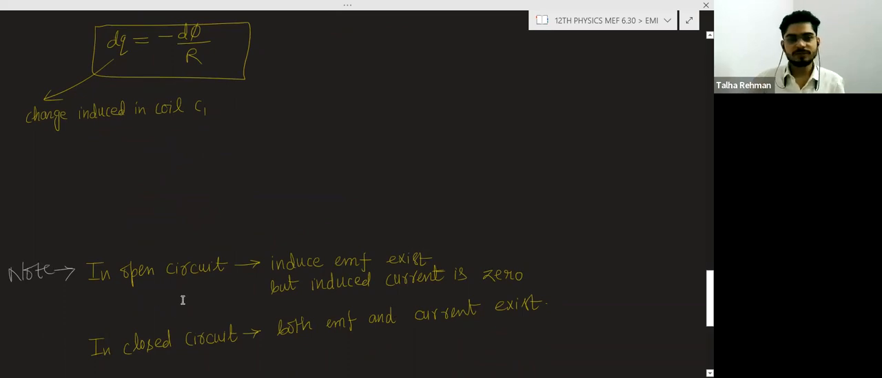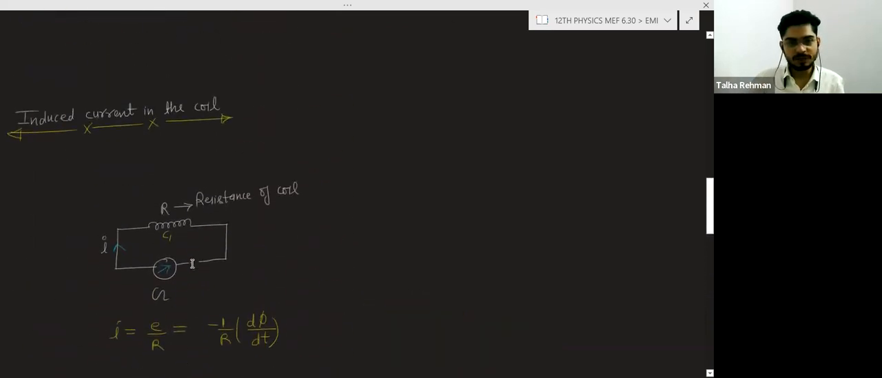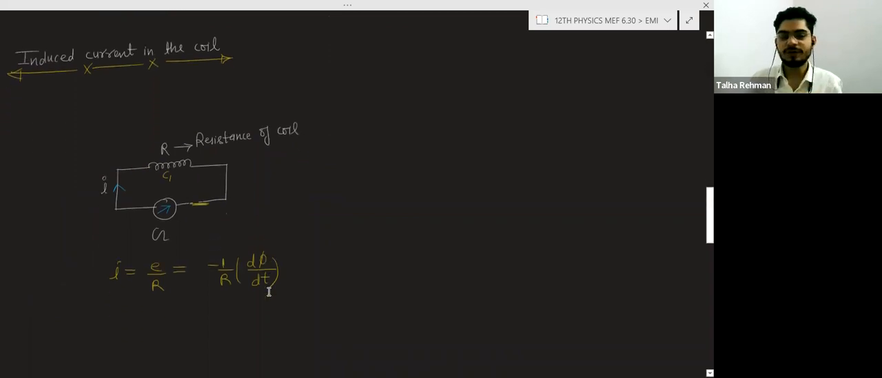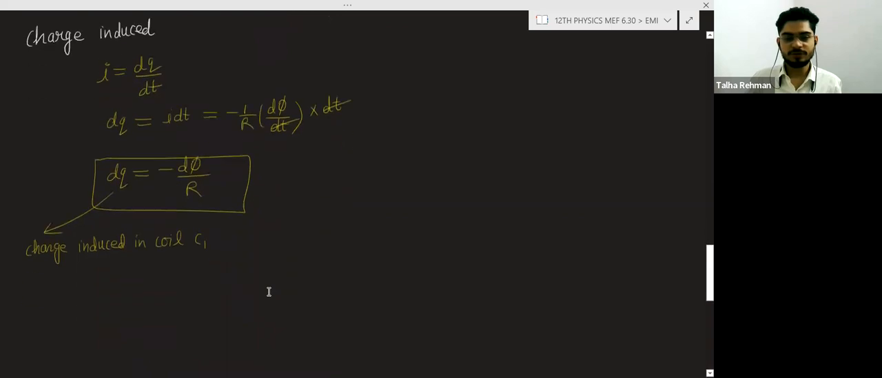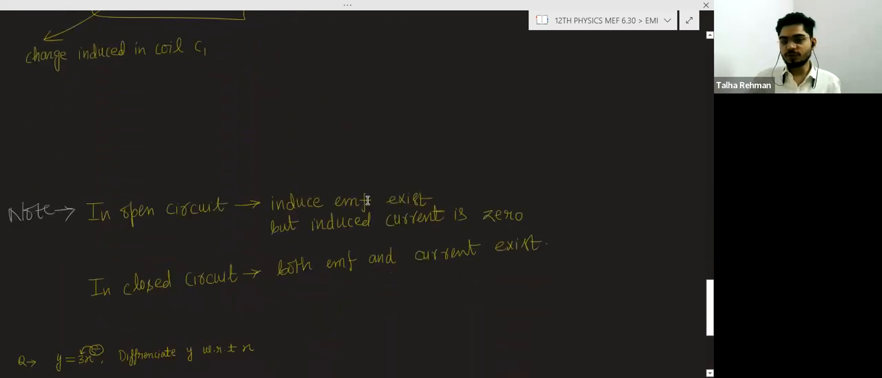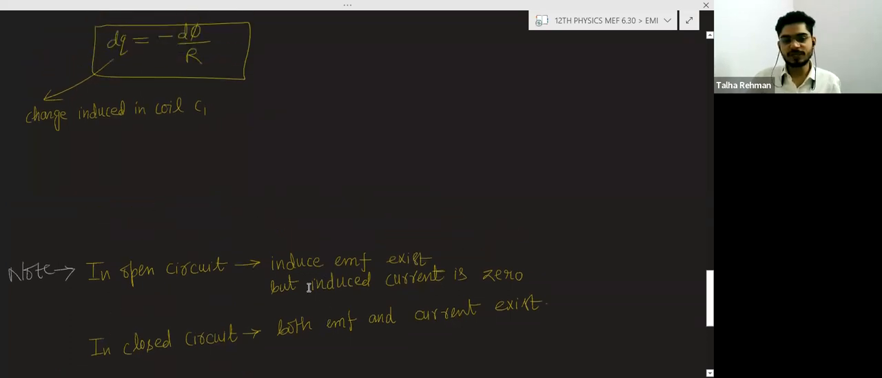So note down these 2 points I am explaining. Open circuit means suppose you have opened this circuit from here, like the previous one we did, with the switch. So open circuit means there will be current or no current? No current. So in open circuit, induced EMF exists, but induced current is zero. But in closed circuit, there will be both induced EMF and induced current also. So just take the screenshot of this.